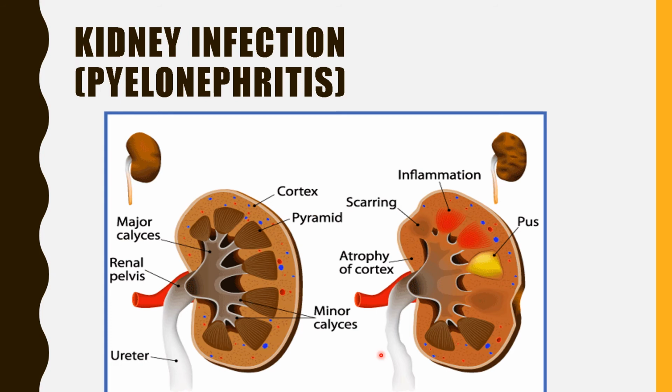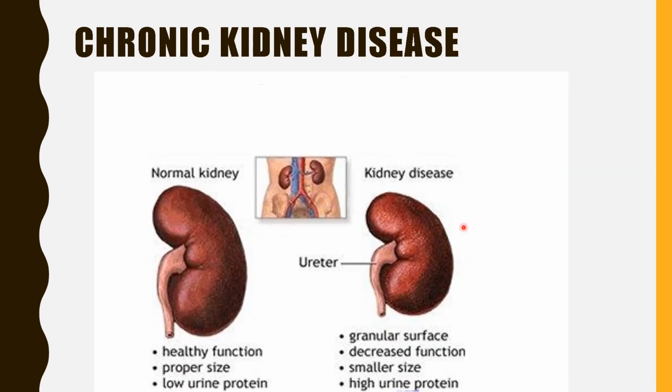So in pyelonephritis there is vomiting with flu-like symptoms, blood in urine, back pain, and it is more common in women. So if this condition happens, you should seek medical attention. Next is chronic kidney disease.